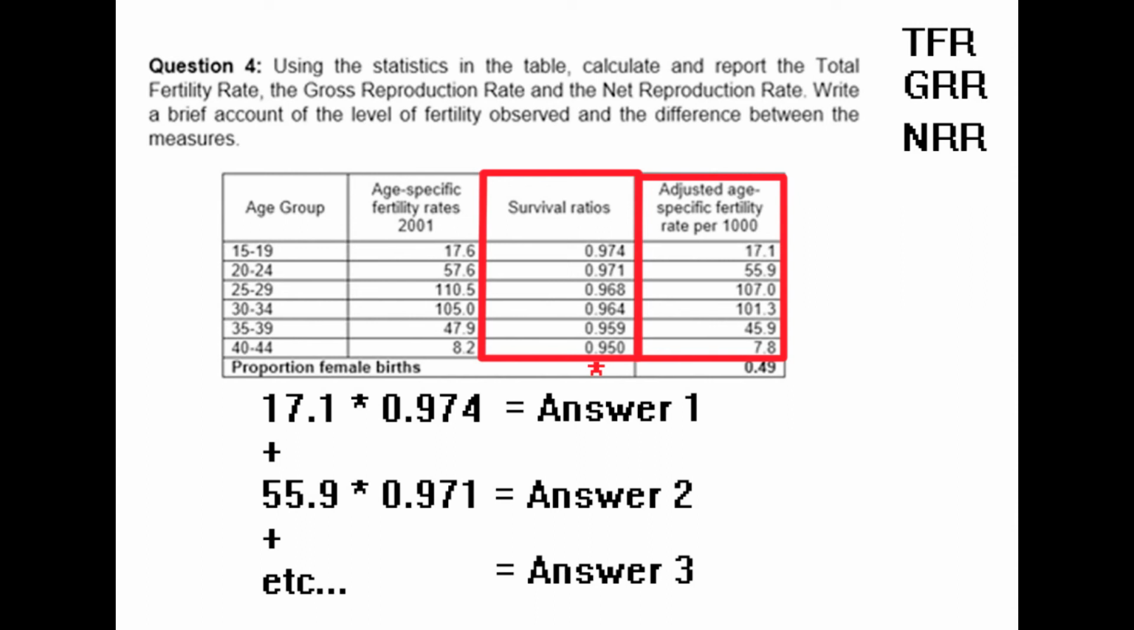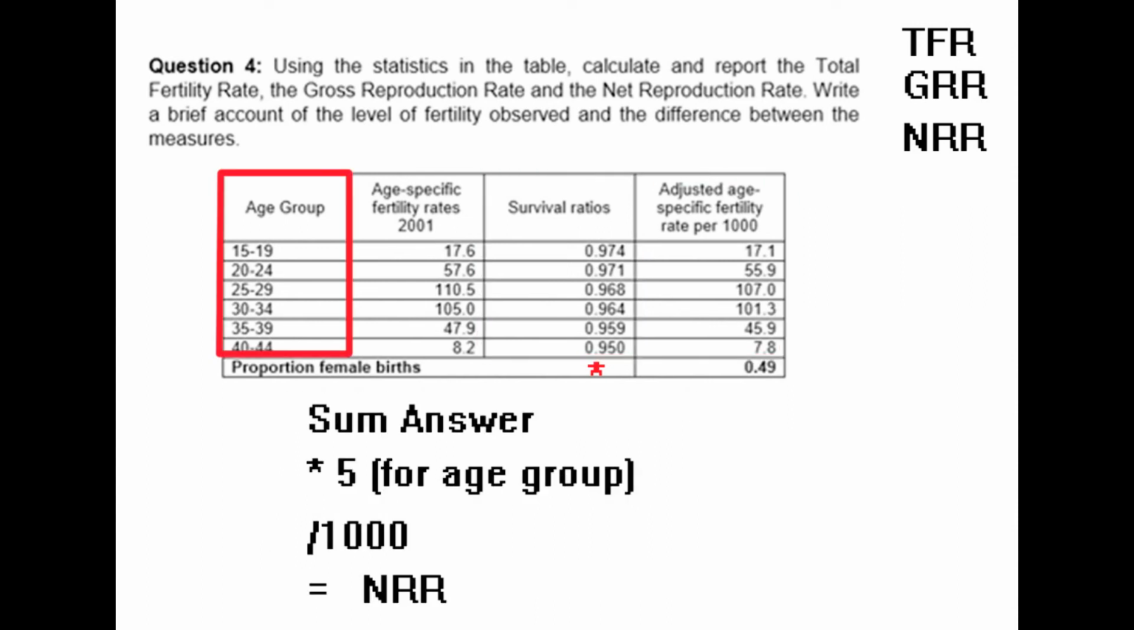So then you want to finally again do the exact same thing as the TFR. You want to sum these up, and then you want to multiply them by the age group range. Ours is 5, and then again divide by 1000, and that's your net reproduction rate.